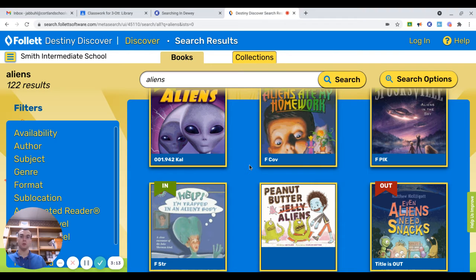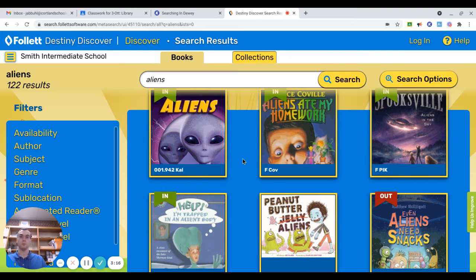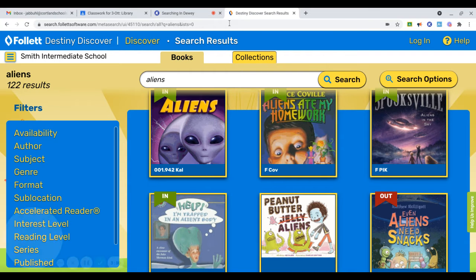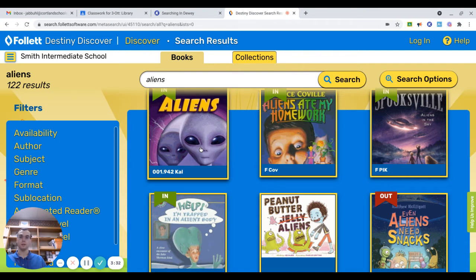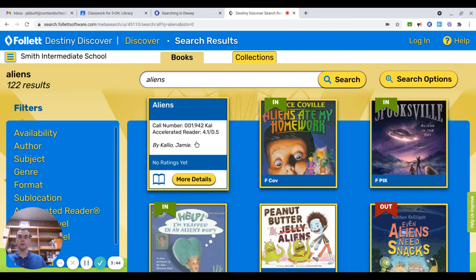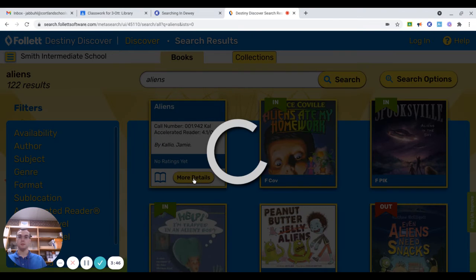What we have to do is look for a book that starts with the same number as the Dewey section we're looking for. Since I'm looking for a book from the 000 section, I need to find one with a call number that starts with the number 0. And there so happens to be one right here at the top. This one starts with a 0, which means it would be a part of the general knowledge section of the Dewey Decimal System.